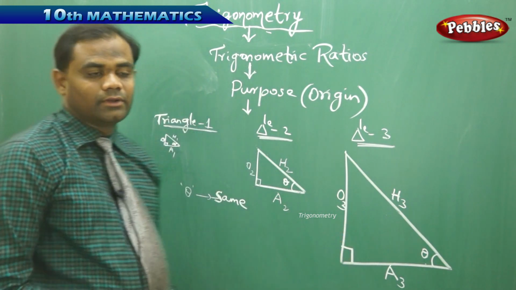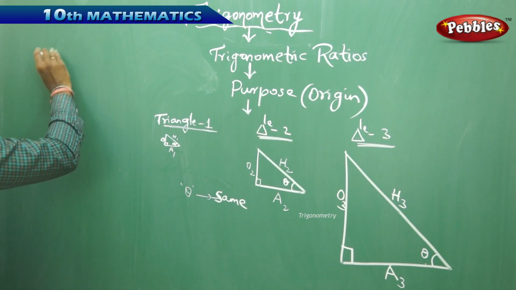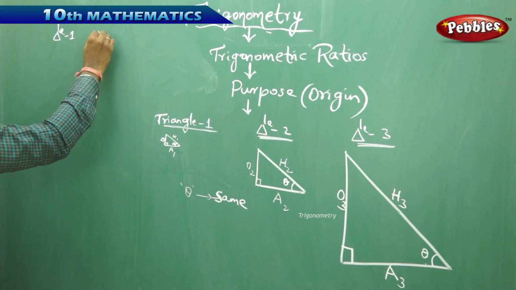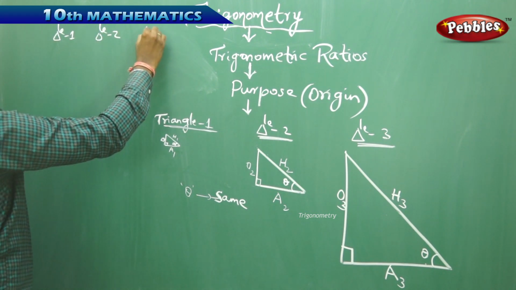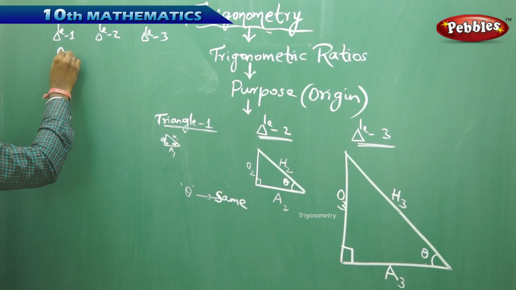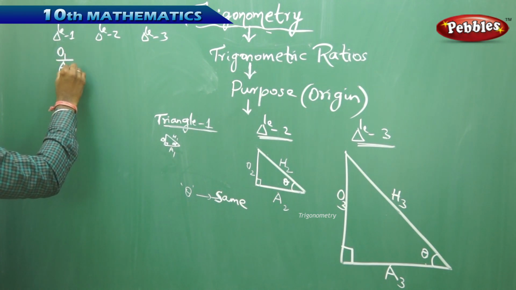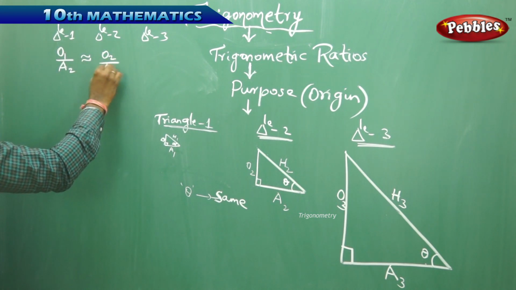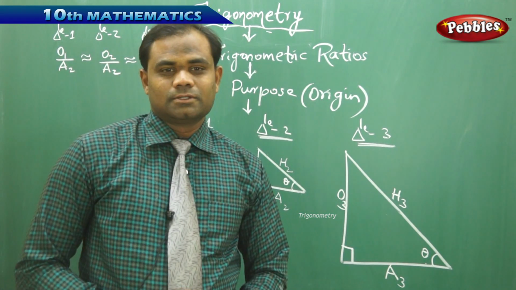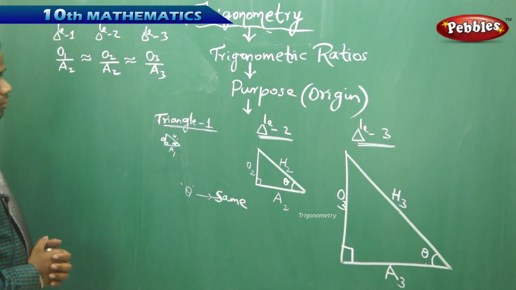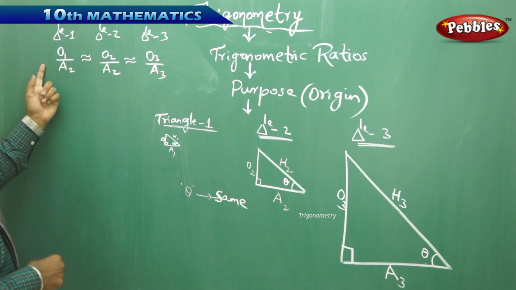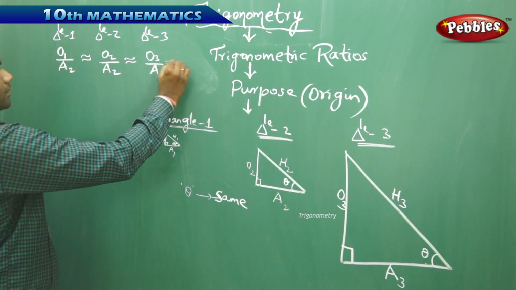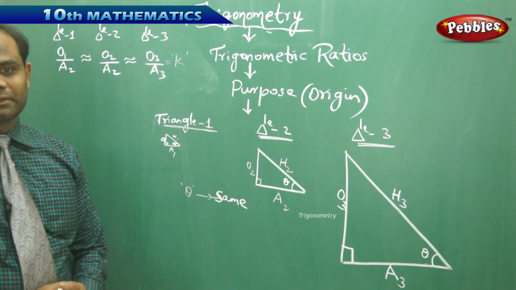Now let's see the relation between opposite and adjacent side, where for triangle 1, triangle 2 and triangle 3, opposite by adjacent for triangle 1 is approximately equal to the opposite by adjacent of triangle 2. Similarly, opposite by adjacent for triangle 1 is approximately equal to O2 by A2, approximately equal to O3 by A3, which is some constant k.